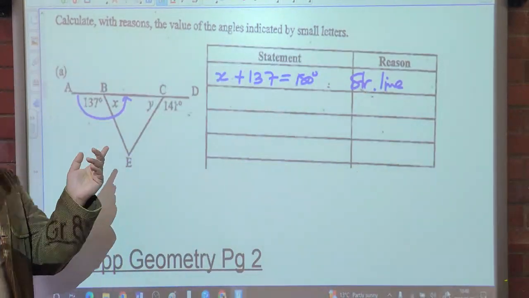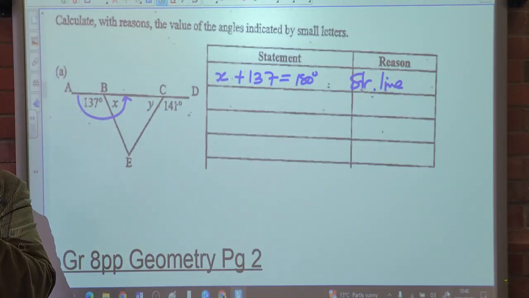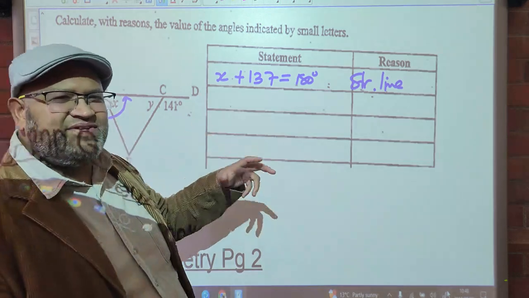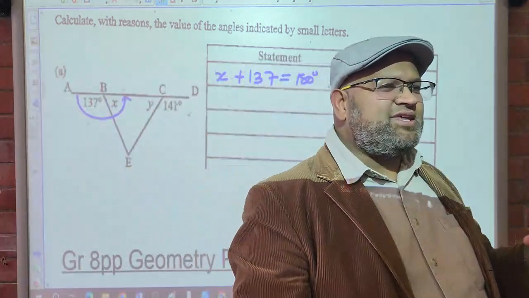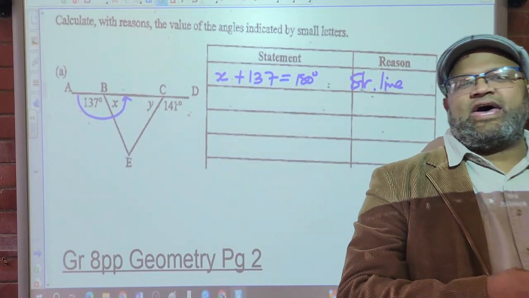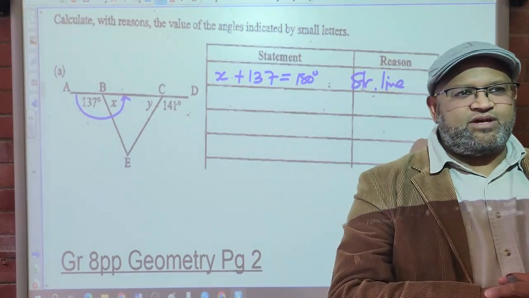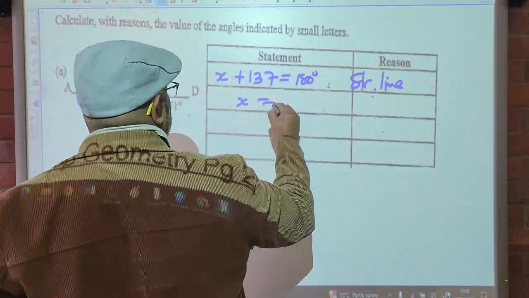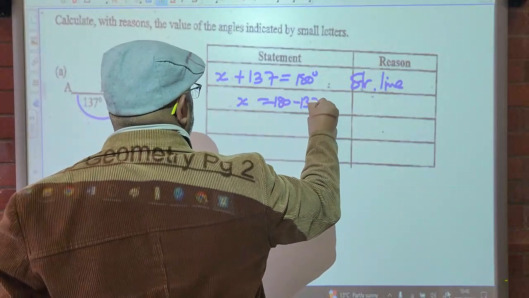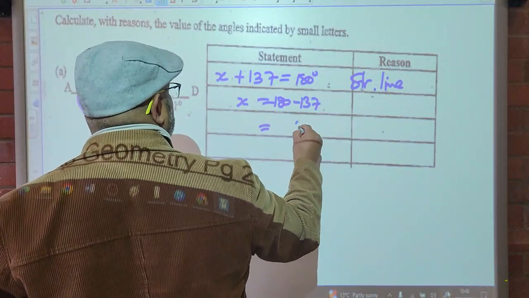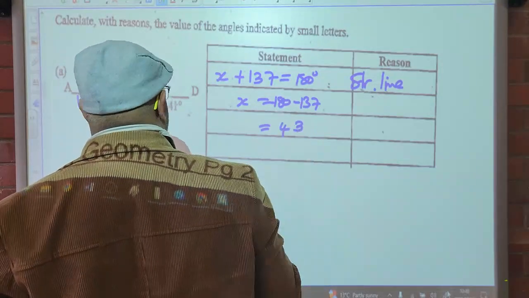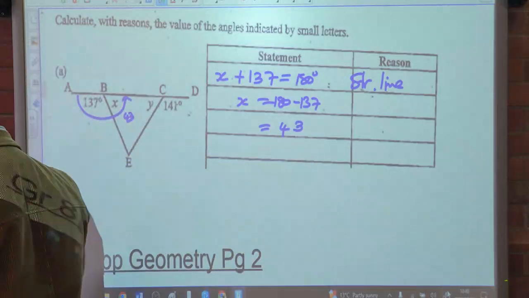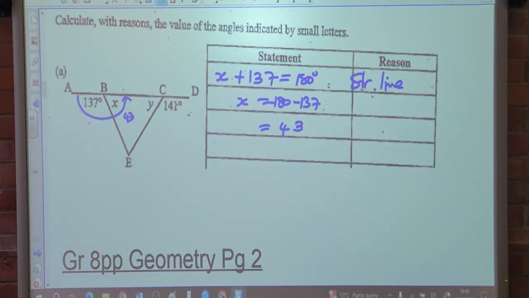And what you will also notice is that as I was going through the examples with some of you, I also wrote on the diagram. You must also start that habit of writing on the diagram. So x is equal to 180 minus 137, which gives you an answer of 43 degrees. Alright, you will agree with that? Is there any confusion? No.